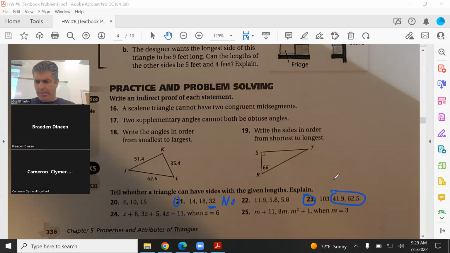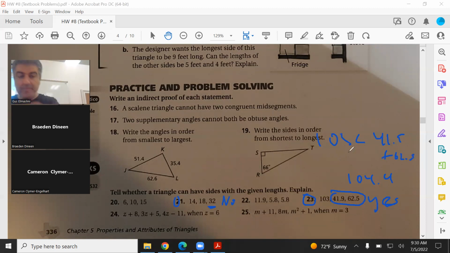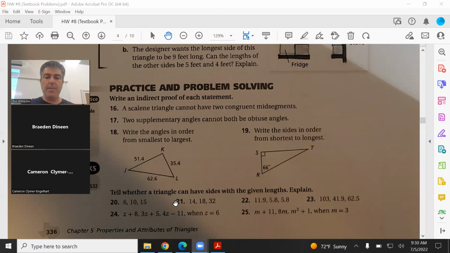104.4. 103 is definitely less than 104.4, so that's okay. So that's a yes, because 103 is less than 41.9 plus 62.5, right? So that's what's happening there. That's kind of the big concept.